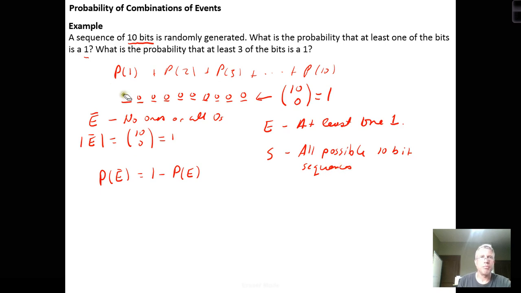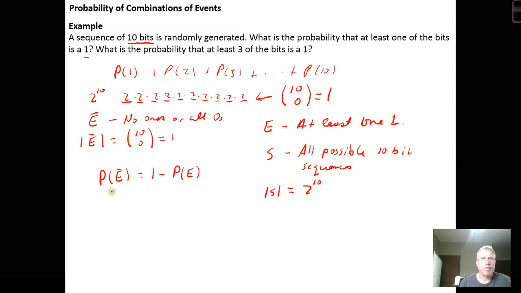And when you look at a 10-bit sequence, well, how many possibilities are there? Well, for each slot that you have, there are 2 possibilities. I either get a 0 or a 1. You're going to wind up with the product of 10 2s. 2 times 2 times 2 times 2, because there's 2 choices at each stage. I either pick a 0 or a 1. So there's going to be 2 to the 10th possible sequences of 10 bits. So the size of S is just going to be equal to 2 to the 10th power.